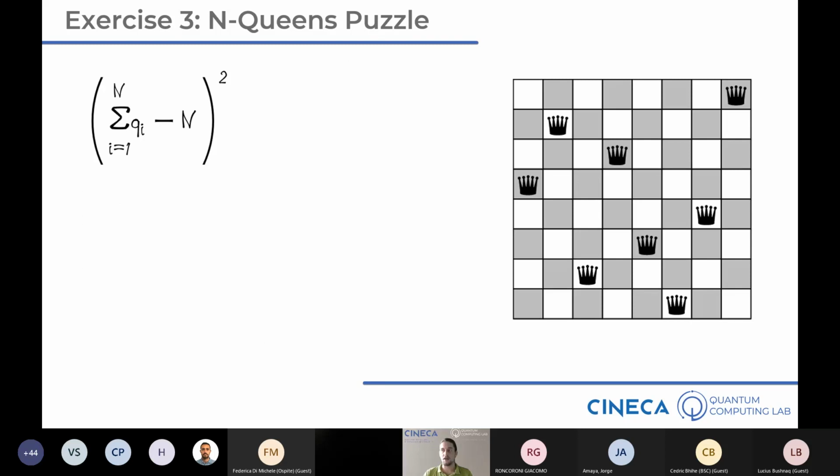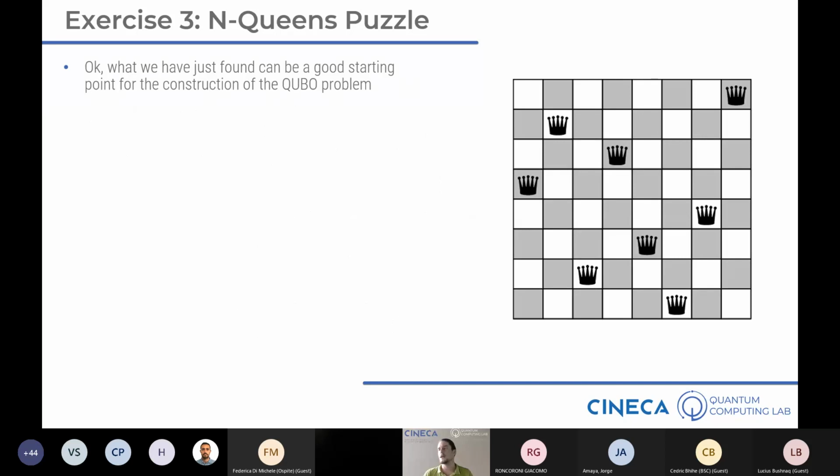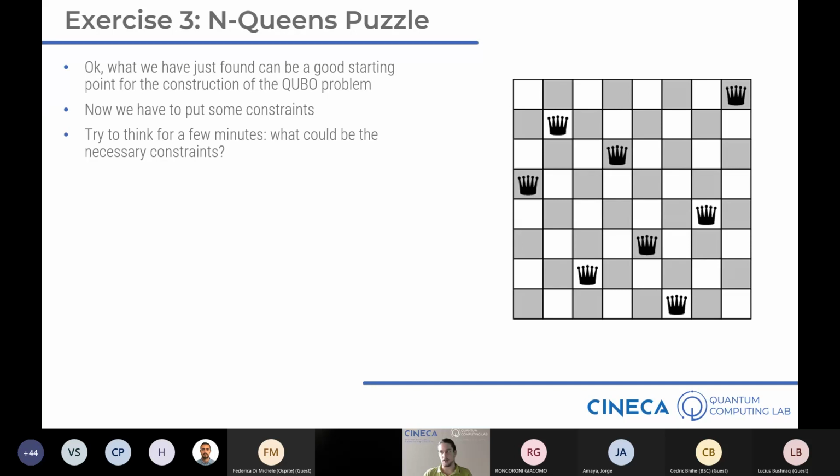We know how to solve this kind of constraint. This one leads us to this formulation. It's the same formulation that we saw before. Okay, now we have the core, right? But now we have to add some constraints because it's not sufficient to put n queens into the chessboard. What are the constraints that we have to add? Think now, what are the constraints?